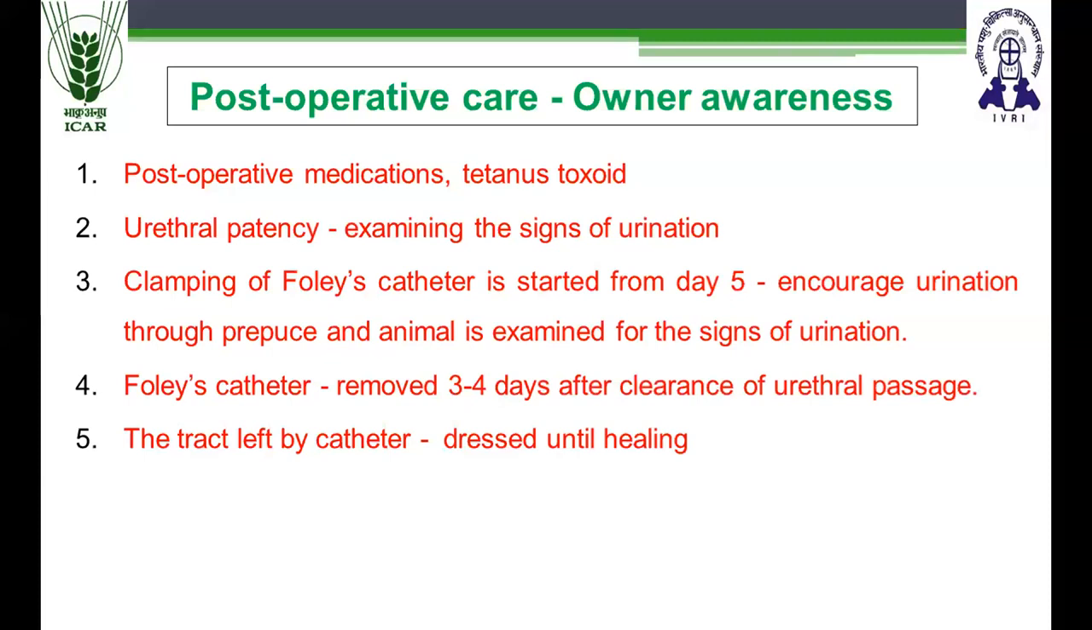And from day 5, we are advising the owner to clamp the Foley's catheter to encourage urination through the prepuce, and to see whether the animal is showing any signs of urination through the natural orifice, just for clamping for 30 minutes. If the obstruction is relieved and the animal starts passing urine through the natural orifice, we will wait for 3 to 4 days to remove the Foley's catheter. And the tract left by the catheter has to be dressed until healing.